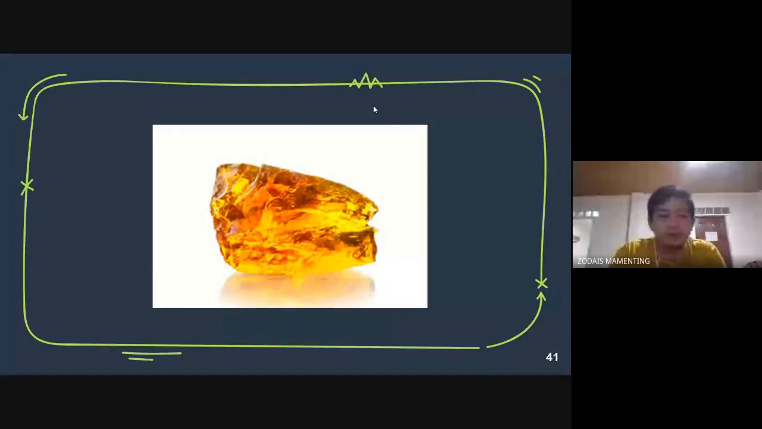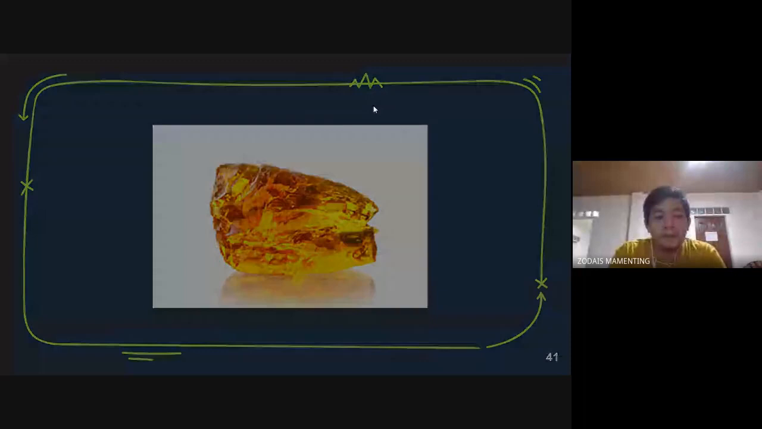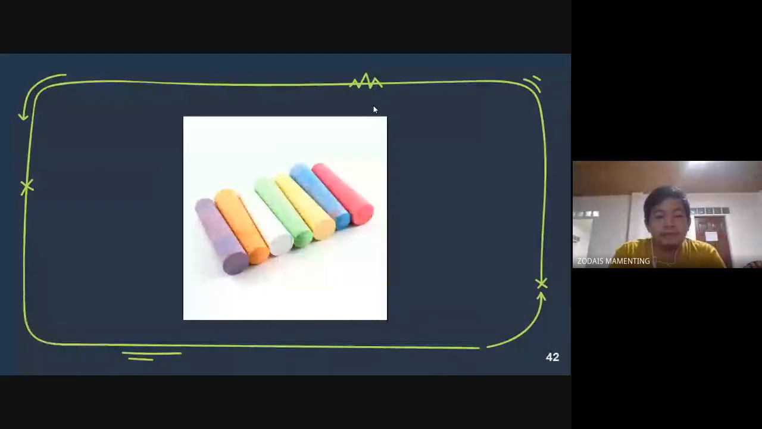So this is the last one. Chalk. Is chalk a mineral or not? Chalk is in between rock and mineral. Why? Chalk is a monomineralic rock, meaning it is a rock with one mineral in it. The mineral present in chalk is calcite.